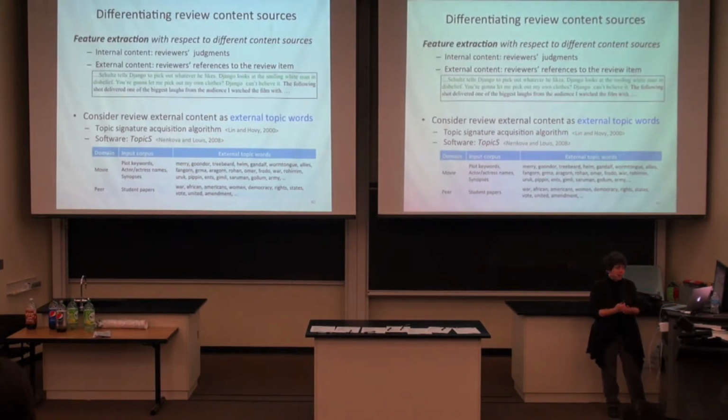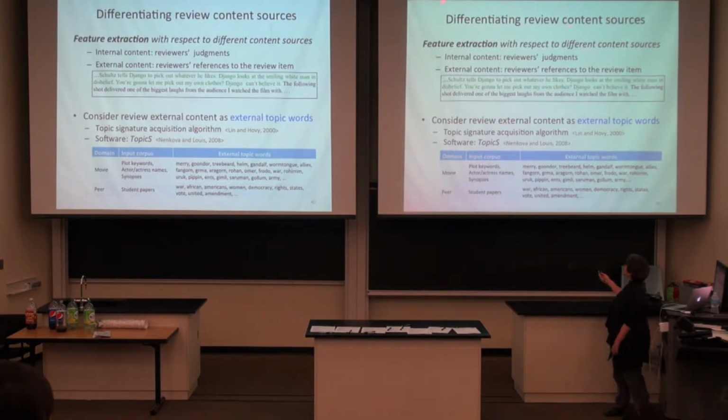Okay, so those are the three features. As I said, orthogonal to the features is where we extract them from, and so that gets to this issue of differentiating external or internal content. So in our work, this terminology is approximately that internal content is the core of the review content, while external is what they're actually reviewing, so the movies or the papers.